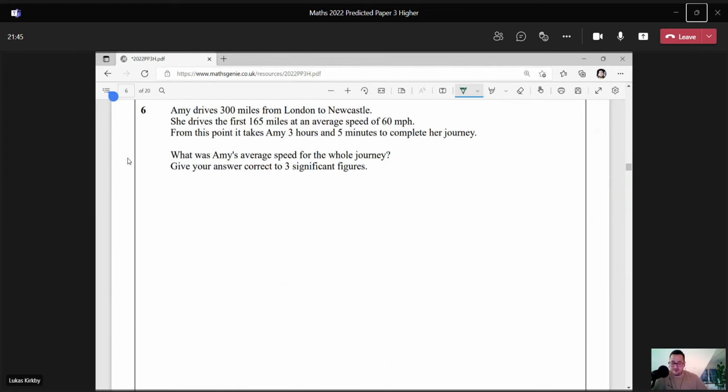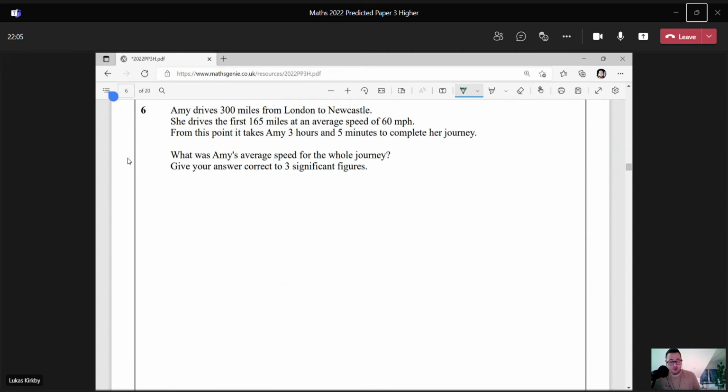Right, number 6. So Amy drives 300 miles from London to Newcastle. She drives the first 165 miles at an average speed of 60 miles an hour. And from this point, it takes Amy 3 hours and 5 minutes to complete her journey. What was Amy's average speed for the whole journey? Give your answer correct to 3 significant figures.